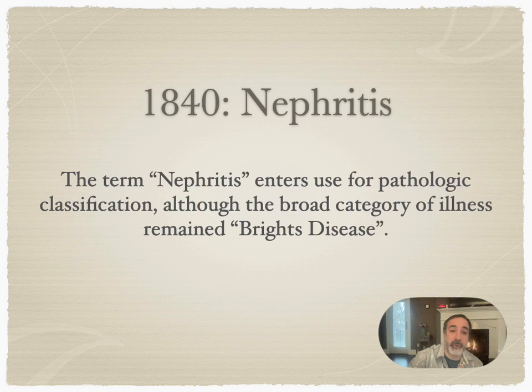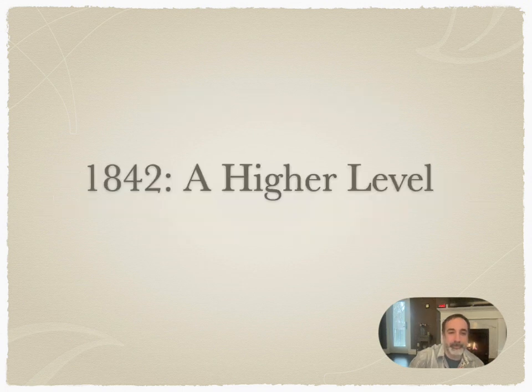By 1840, the term nephritis enters use for pathologic classification for the first time, although the broad category of illnesses still remained Bright's disease. And by 1842, our understanding of the structure of the kidney was taken to an even higher level.